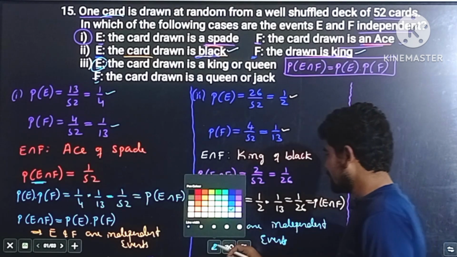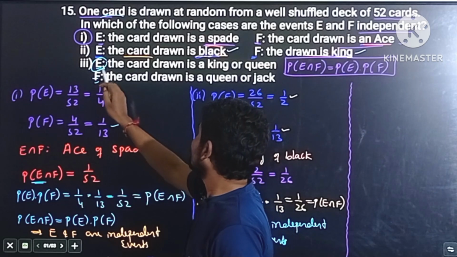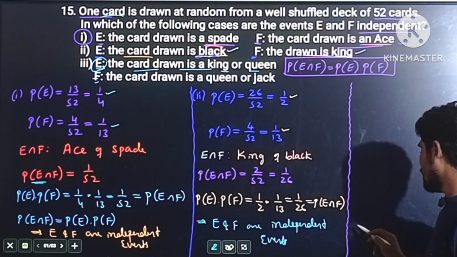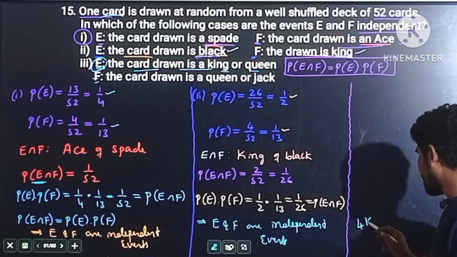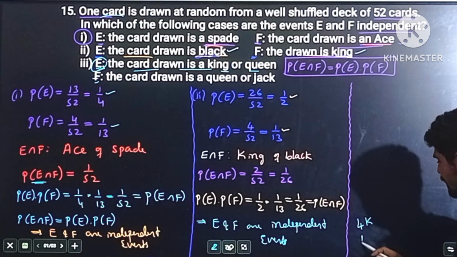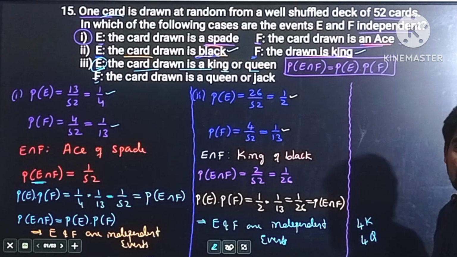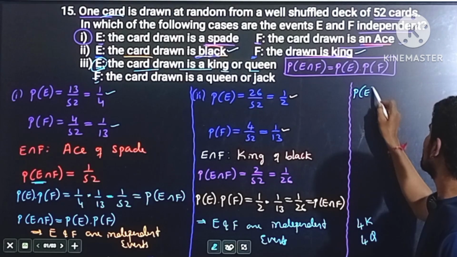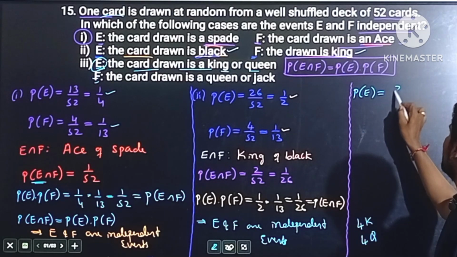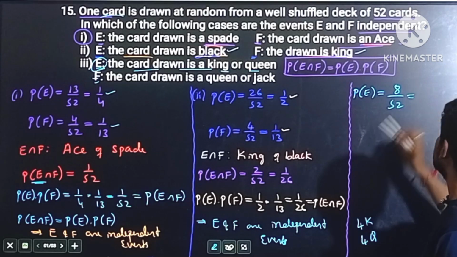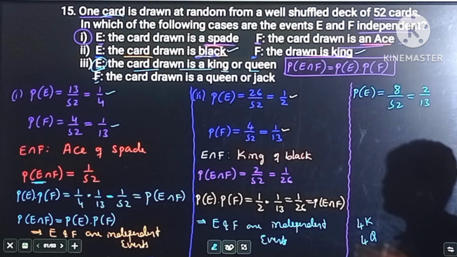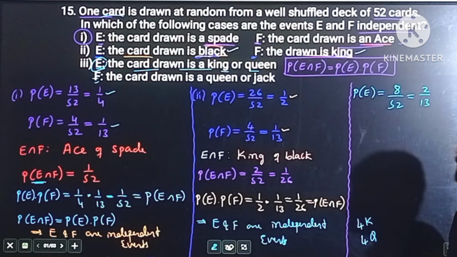In this third question, E is the event that the drawn card is king or queen. The total number of king cards in a pack is 4, and the total number of queen cards in a pack is also 4. Therefore, the probability of the event E is equal to 4 plus 4, that is 8 divided by 52, which is equal to 2 by 13. So 2 by 13 is the probability of getting a king or queen card.